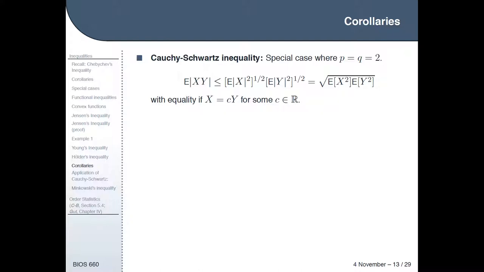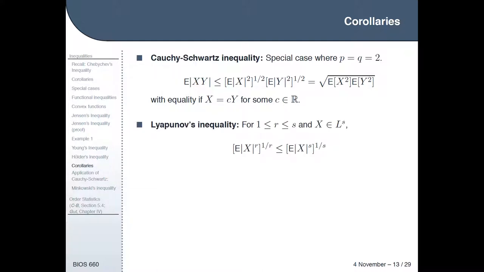That gives us the expected value of x times y is less than or equal to the square root of expected value of x squared times expected value of y squared, with equality if and only if one of them is a constant multiple of the other.